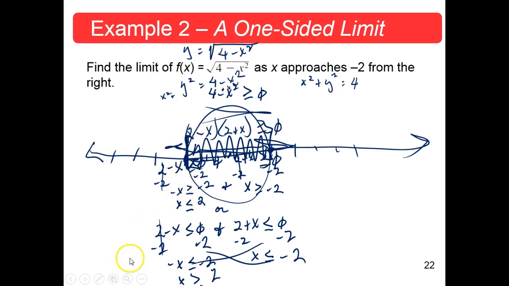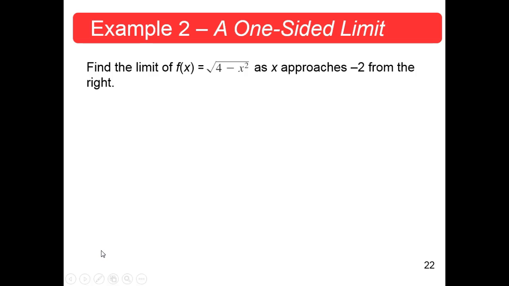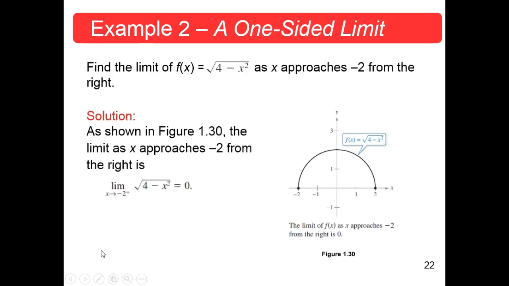Okay. Let's erase all this mess, okay? And let's see how the book does it. Ah, they do the semicircle too, okay? It's shown in the figure, the limit as x approaches negative 2 from the right-hand side is 0. As it approaches from the left, it doesn't approach it from the left-hand side. It's not defined out here.